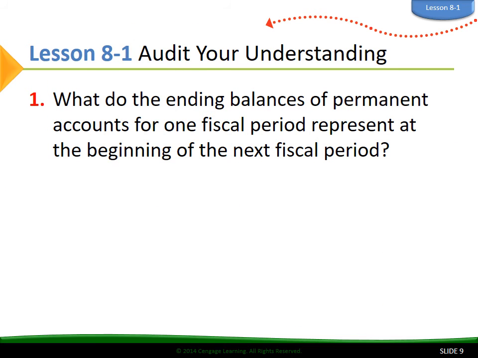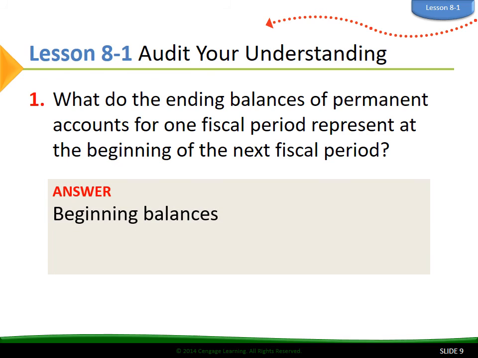Okay, audit your understanding. I know you guys can see the answers to these questions because I already gave them to you, but just to provide some explanation. What do the ending balances of permanent accounts for one fiscal period represent at the beginning of the next fiscal period? So when we talk about permanent accounts, I want you to think of cash, petty cash, your accounts receivable, your supplies, prepaid insurance, and then also your capital account. So these are things that we're going to move from one period to the next. So this is going to be a representation. It's going to be the beginning balance.